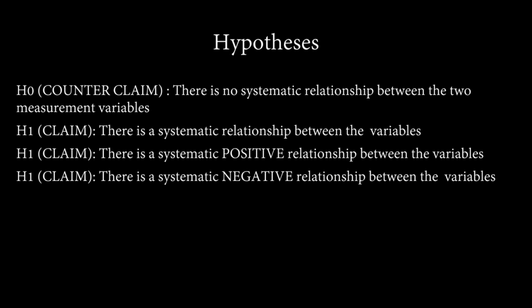Our hypotheses are the same as the Pearson correlation. Basically, we have a null hypothesis that there is no systematic relationship between the two variables. And then we have a series of alternative hypotheses: that there is a systematic relationship between the variables, that this relationship is positive, or that this relationship is negative.